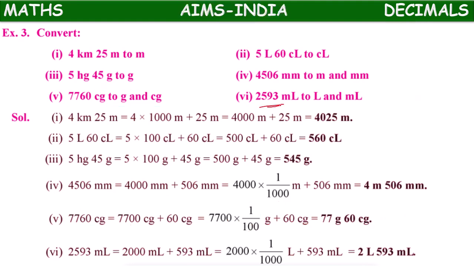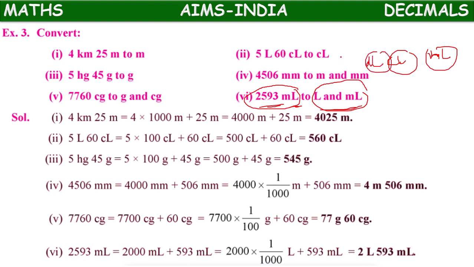Next, 2593 milliliter, milliliter to liter and milliliter. We have milliliter, before that centiliter, before that deciliter, before that liter. For moving from milliliter to liter, from lower to higher, we have to take 3 jumps, which means we have to divide by 1000.